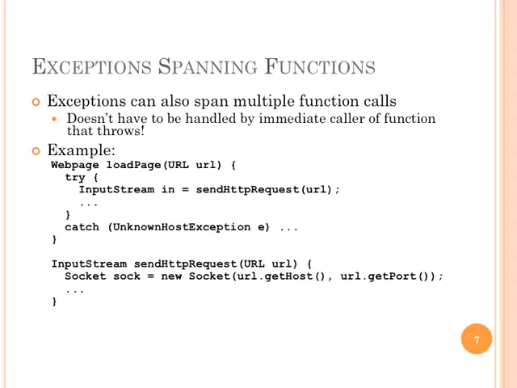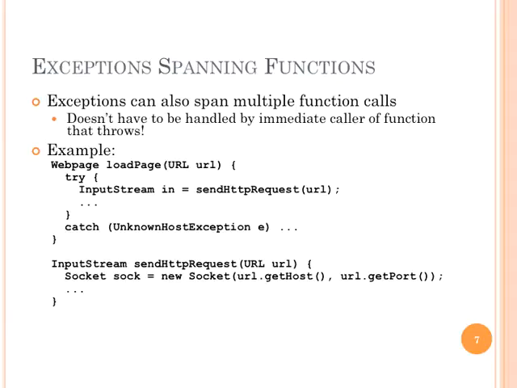The more common way is when you have multiple functions involved. So here would be an example where we have load page. This might be for your web crawler for Java Track Lab 6. You pass it in a URL, and what you want to do is send the HTTP request and get back the contents of the web page.